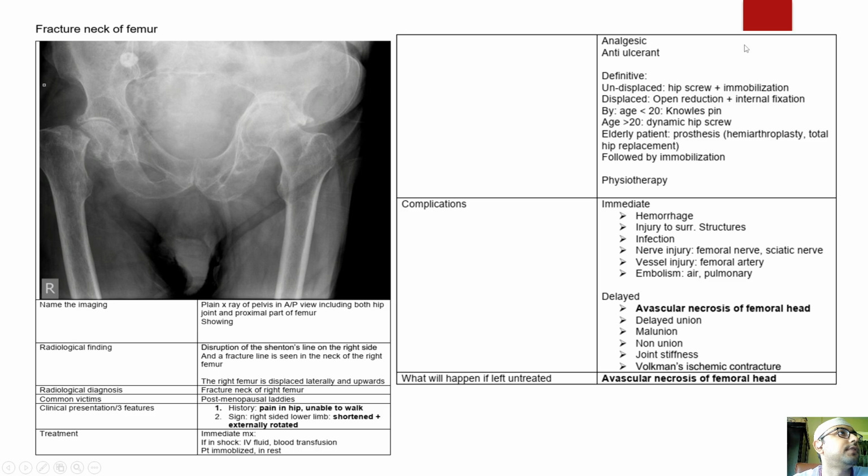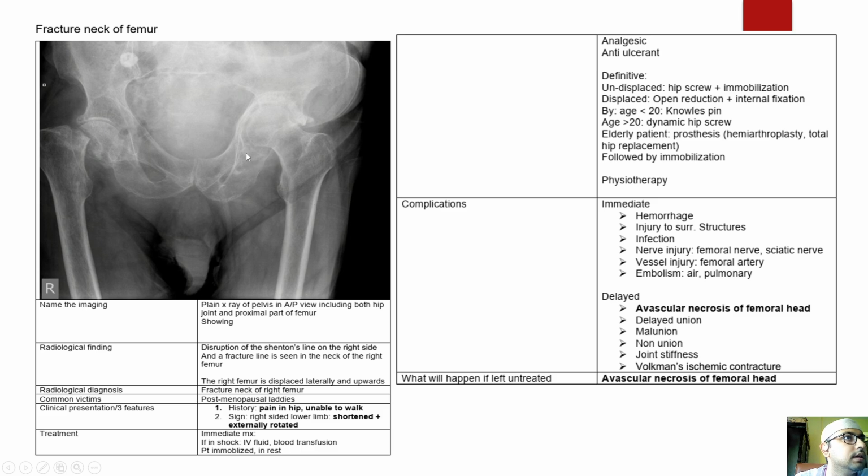Here you can see fracture neck of the femur this time. This is the X-ray of the pelvis, anteroposterior view, because the central portion is detected in the pelvic region, and the anteroposterior view includes both hip joints and the proximal part of the femur. This is the hip joint and proximal part of the femur, showing disruption of the Shenton line on the right side, and a fracture line is seen in the neck of the right femur.